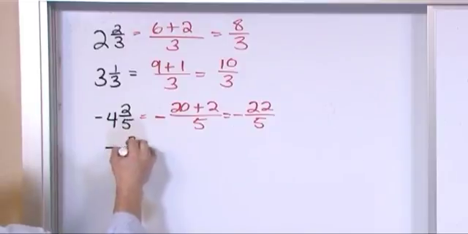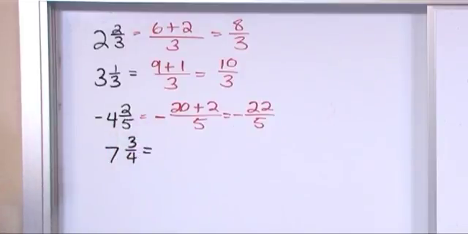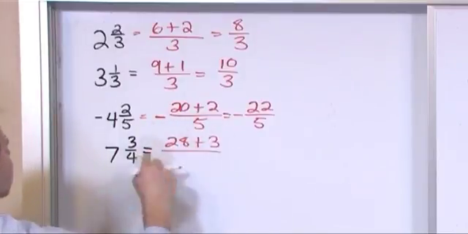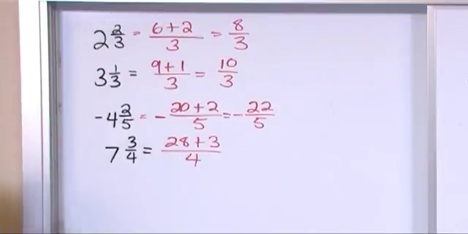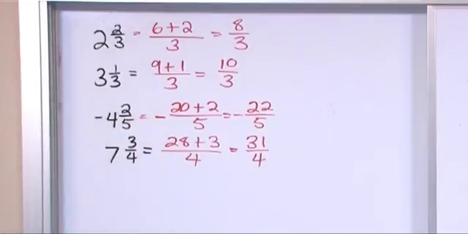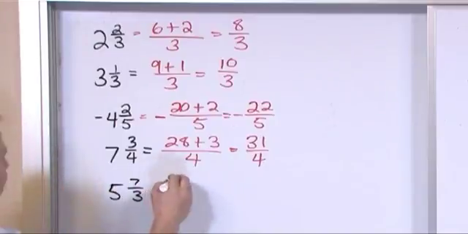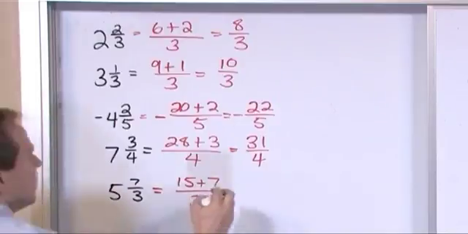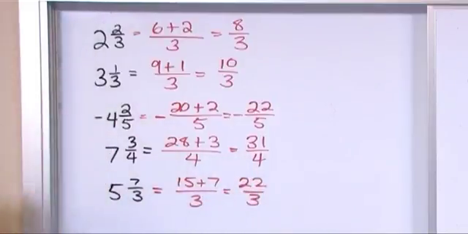Let's say you have 7 3/4. Start at the bottom. 7 times 4 is 28, plus the top, which is 3, divided by the bottom, which is 4. 28 plus 3 is 31/4, and that's the improper fraction. That's equivalent. What if you have 5 7/3? Same exact process. This is not going to change. 5 times 3 is 15, plus 7 divided by 3. 15 plus 7 is 22 divided by 3. And that's the improper fraction. That's totally equivalent to that fraction.